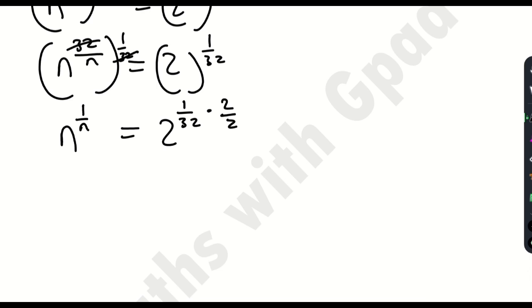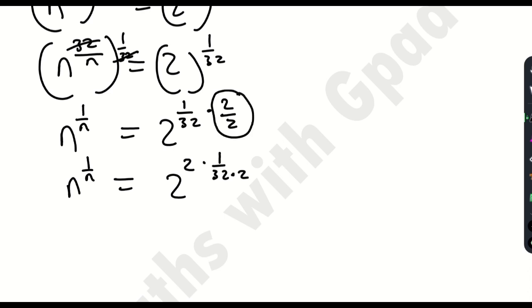Okay, so if I do that, this will be n raised to the power 1 over n is equal to 2. See, this 2 would be applied to the base of 2. So I'm going to write it like this: 2 times 1 over 32 times 2. Nothing has changed.